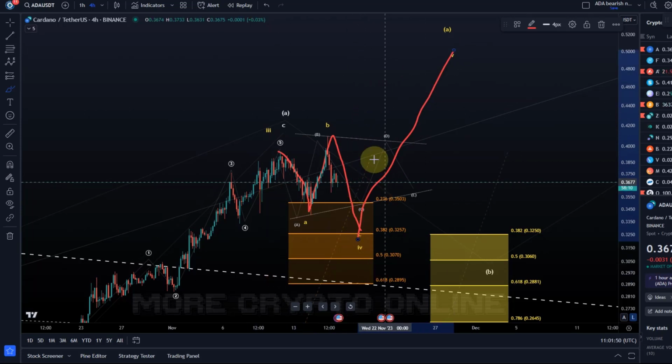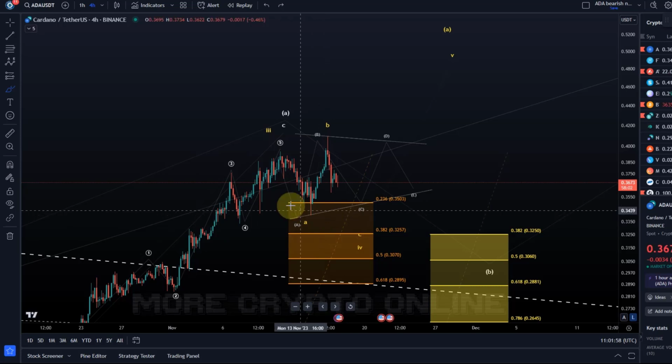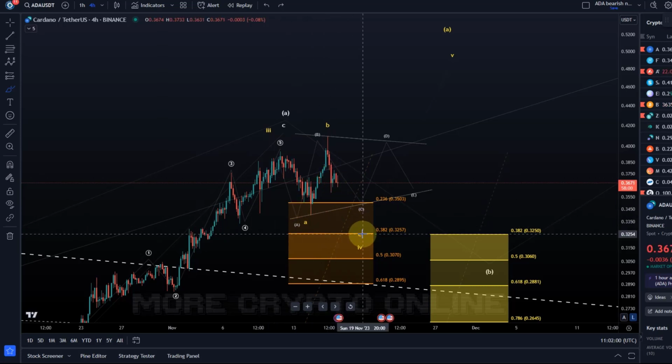Again, this is the support area relevant for wave 4. If we dip back into this area and break below the A wave low, which was at 34 cents, then it's likely the C wave of wave 4. I would then pay attention to 32.5 cents, 30.7 cents, and 28.9 cents.